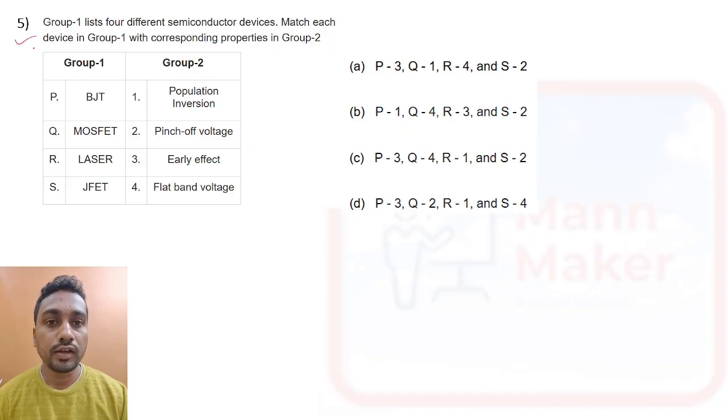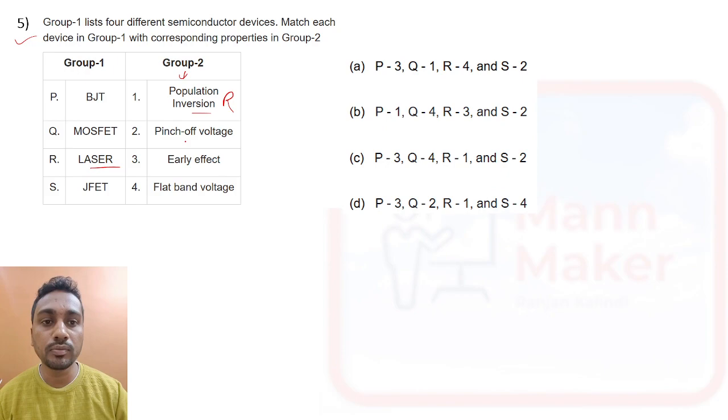So question number 5. Here, what we need to do, we need to match from group 1 and group 2. So we are going from the group 2 side. Okay. So first one is what? Population inversion. Population inversion, we know it is related to laser. So this is R. It will match to R.